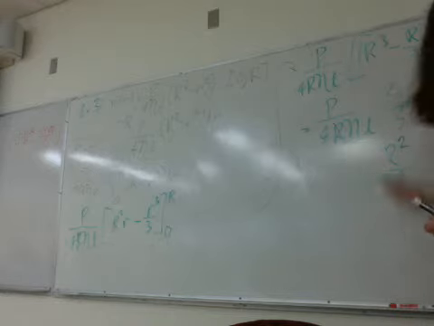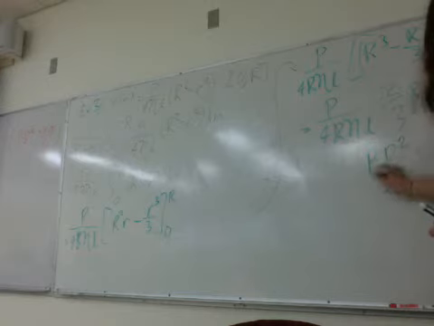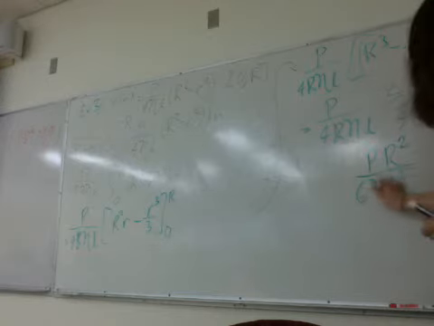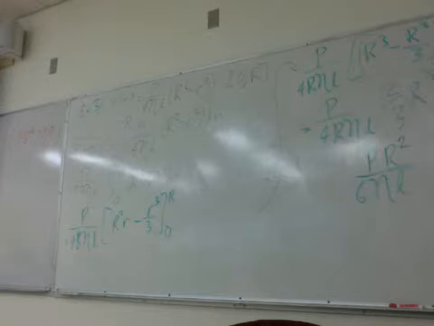I'm going to write that a little bit better. p R squared over 6 eta L. Eta is that weird Greek letter that looks sort of like an N. You don't have to know the names of these guys, as long as you can sort of write it. It's fine.